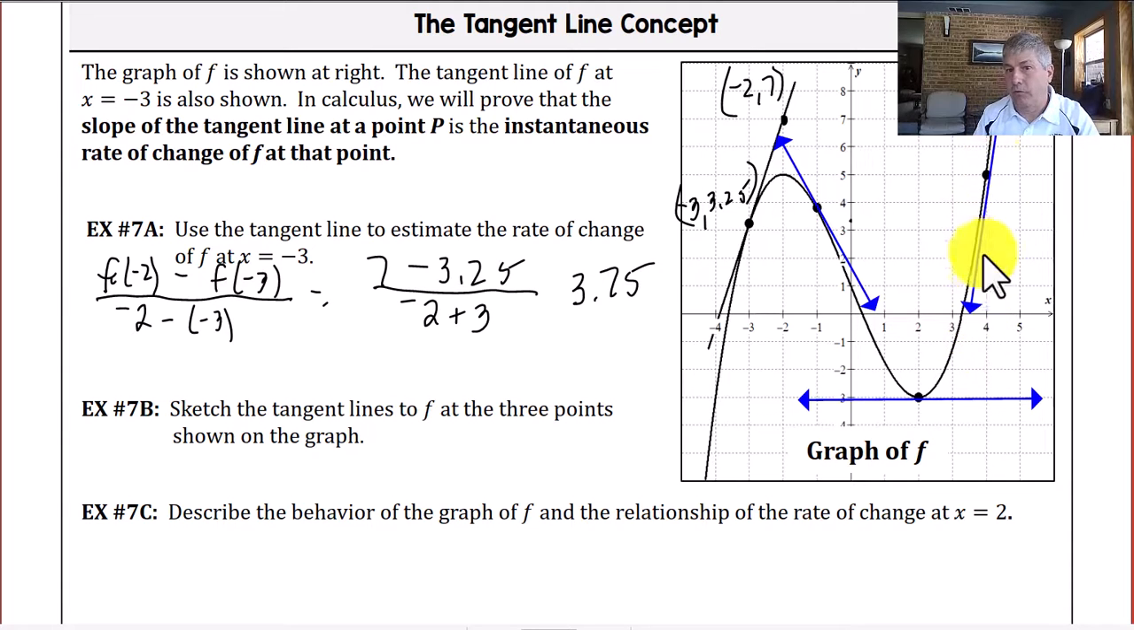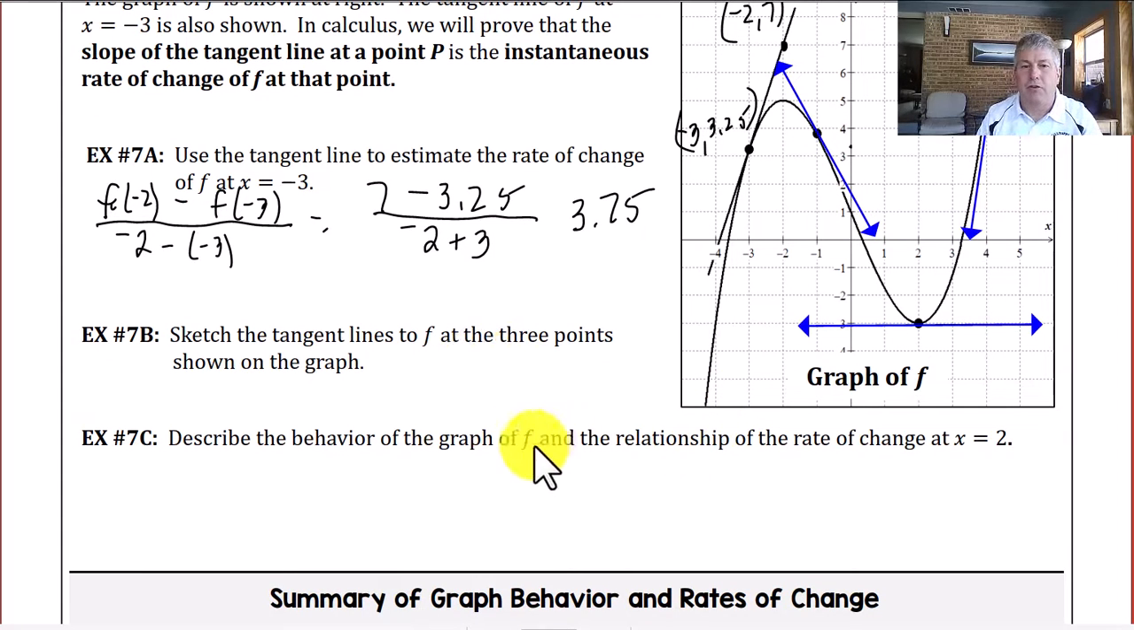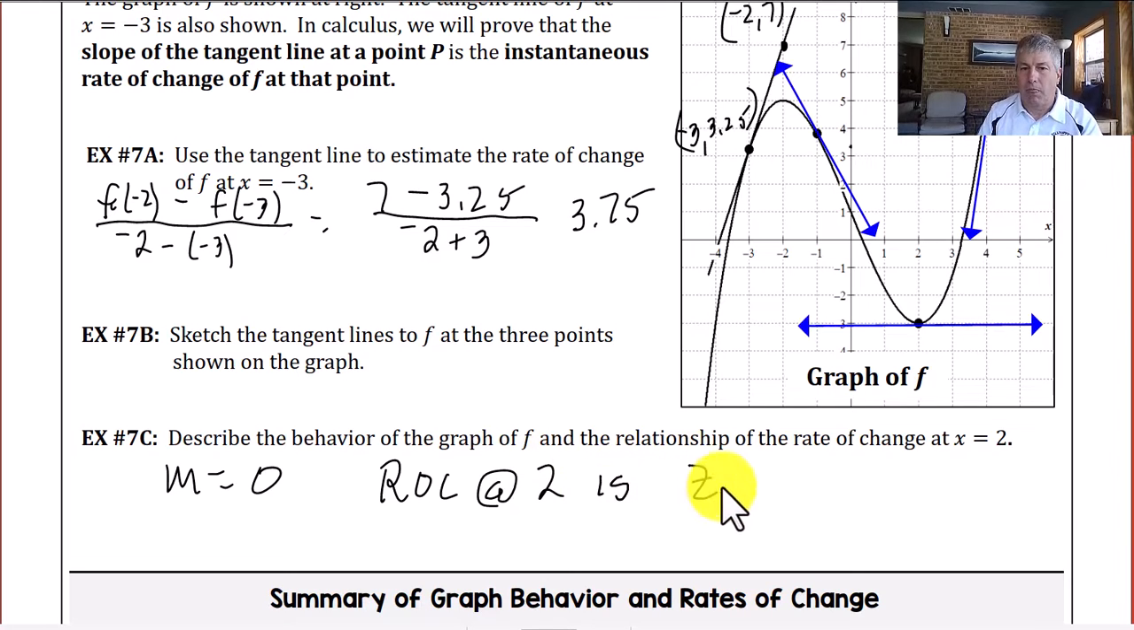So we've got a real steep positive slope here at the far right at around 4, it looks like, for x. And when x is -1, we've got a pretty good steep negative slope, and we've got a slope of 0 here at 2. So describe the behavior of the graph of f and the relationship at the rate of change at x equals 2. Well, we just talked about that. That's a horizontal line. So the slope of that equals 0. So our rate of change at 2 is 0.